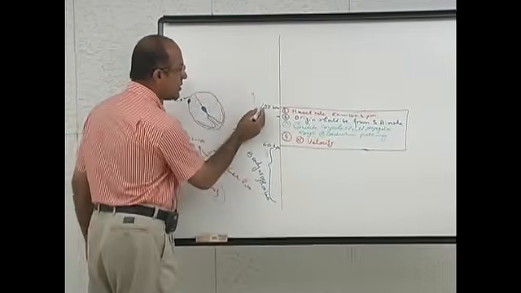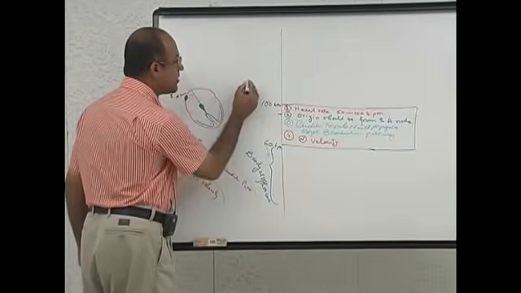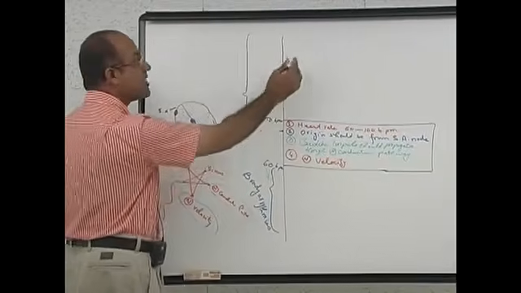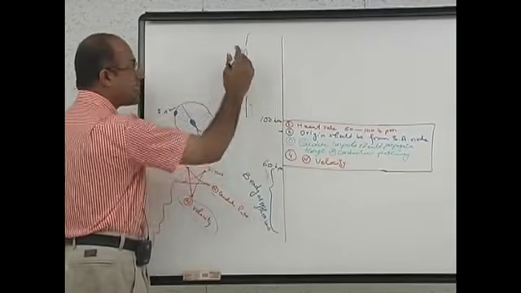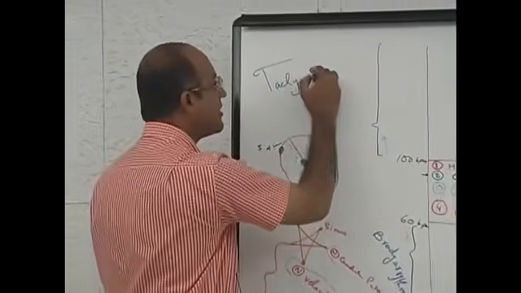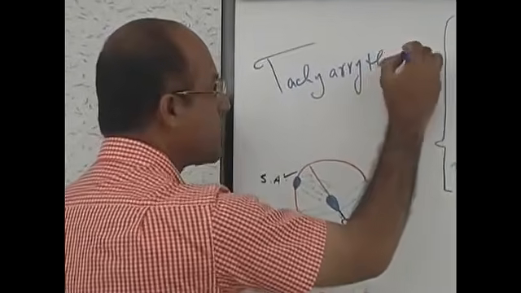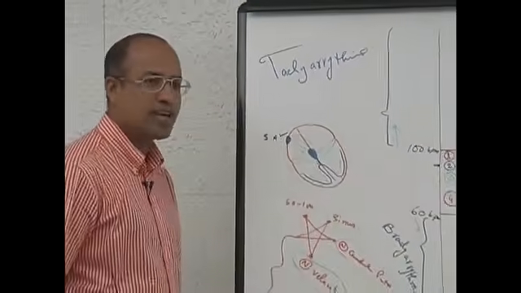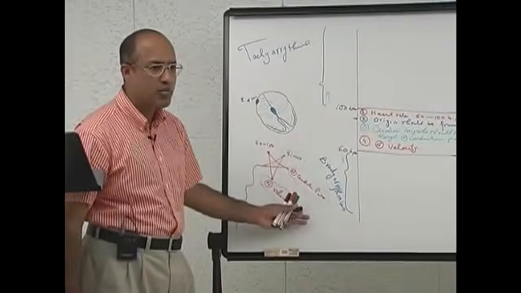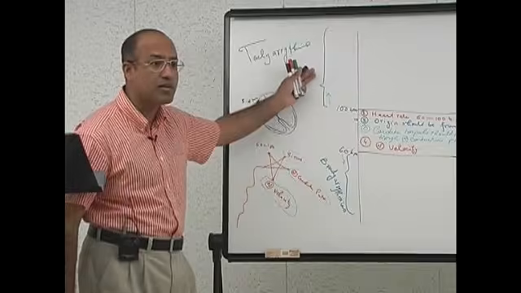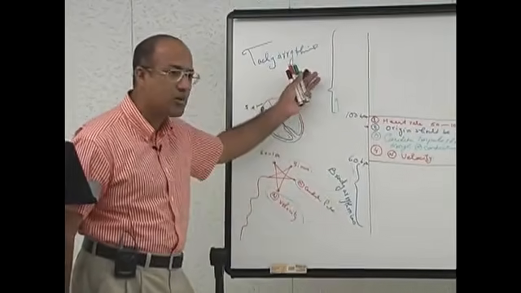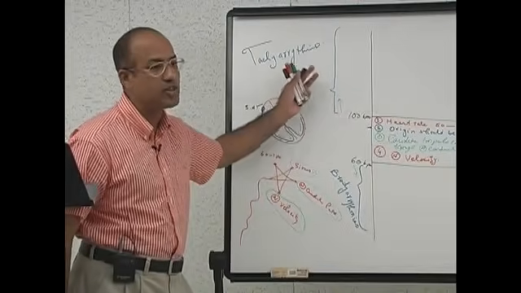And when the heart rate is more than 100, whatever type of arrhythmia is there, as a group, that arrhythmia is called tachyarrhythmias. So one way to classify the arrhythmias of the heart is into slow abnormal rhythms and fast abnormal rhythms. Slow abnormal rhythms are called bradyarrhythmias, and fast abnormal rhythms are called tachyarrhythmias.